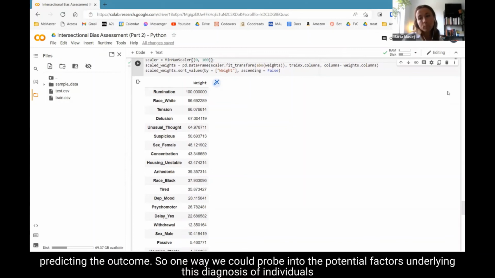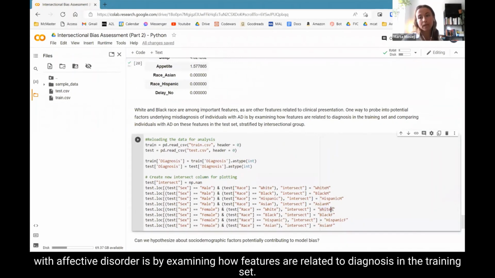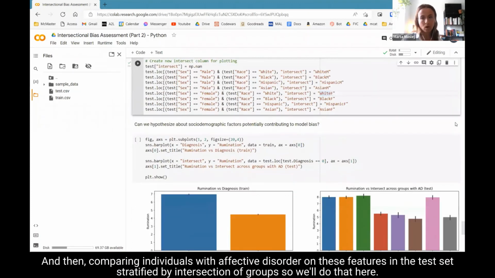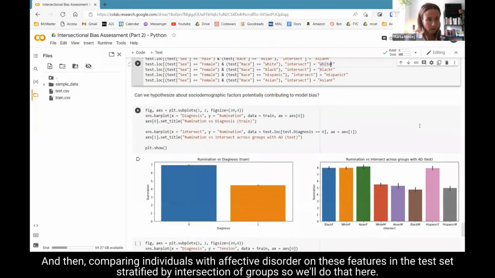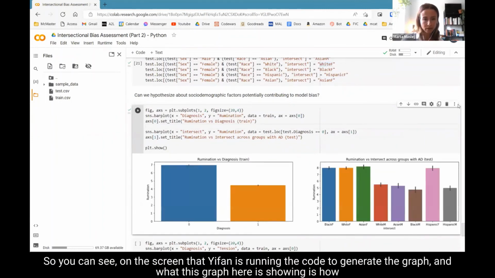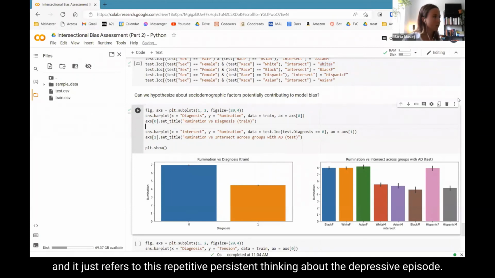So one way we could probe into the potential factors underlying misdiagnosis of individuals with affective disorder is by examining how features are related to diagnosis in the training set, and then comparing individuals with affective disorder on these features in the test set stratified by intersectional groups. So we'll do that here. You can see on the screen that Yifan is running the code to generate the graph. And what this graph is showing is how rumination, which is a cognitive feature of depression, refers to this repetitive, persistent thinking about the depressive episode.